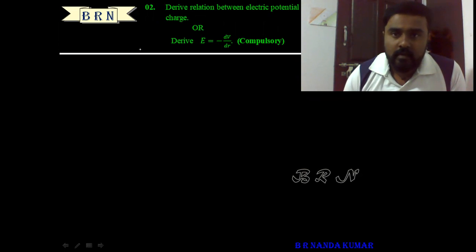Next question: Derive the relation between electric potential and electric field due to a point charge. Derive E is equal to minus dV by dr. This is a very important, repeated 3-mark derivation in this chapter.